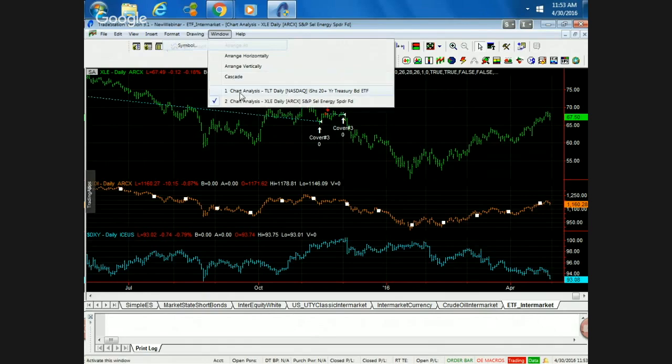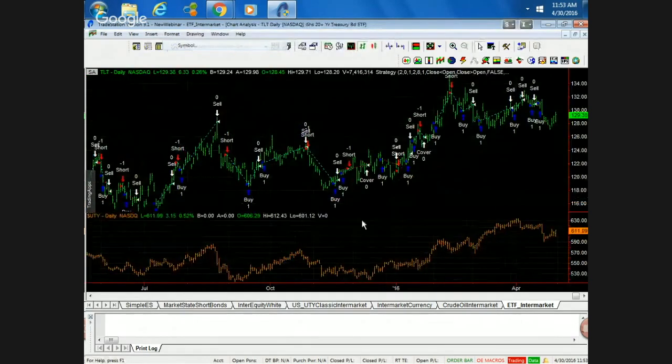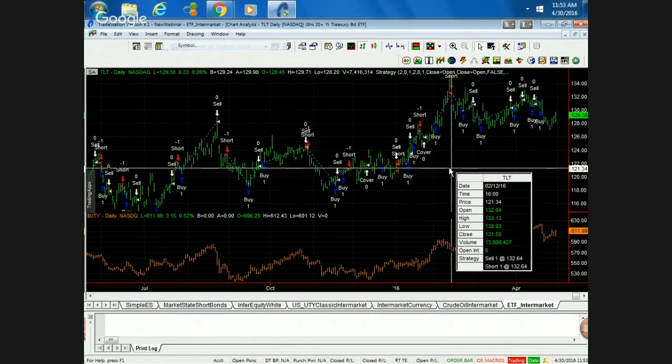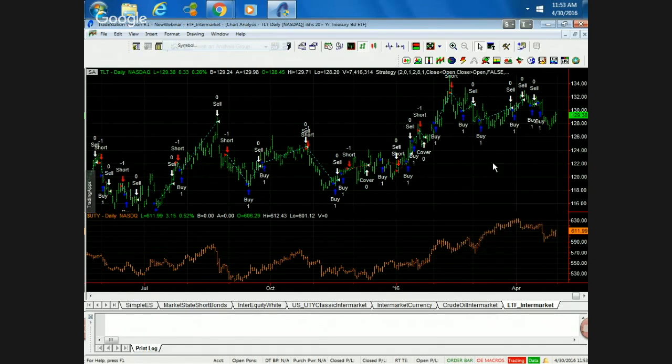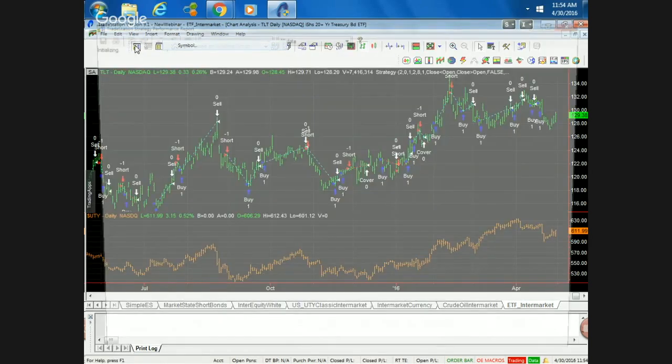Okay, then we have another example, TLT. TLT is the 20 plus year bond ETF. Bond ETF, excellent. And now it has its inverse cousin TBF, which is the inverse of the 20-year bond. So on the short signals we'd buy TBF, and on the long signals we'd buy TLT. Interesting. Okay. And it looks like you're using the same underlying.